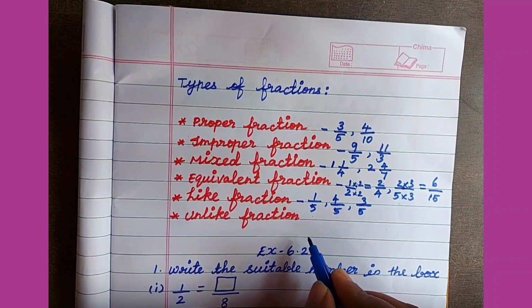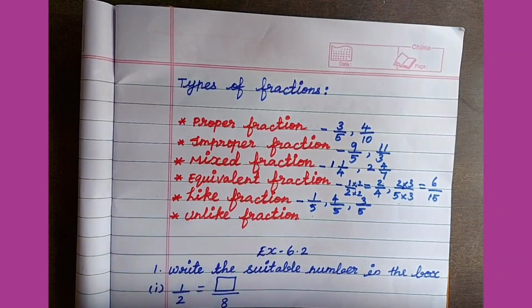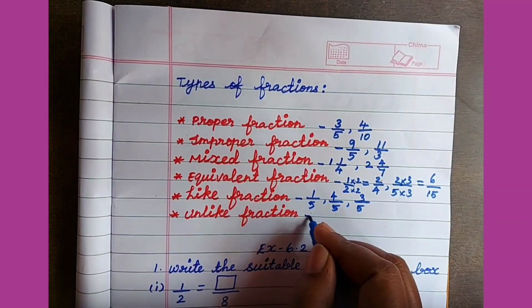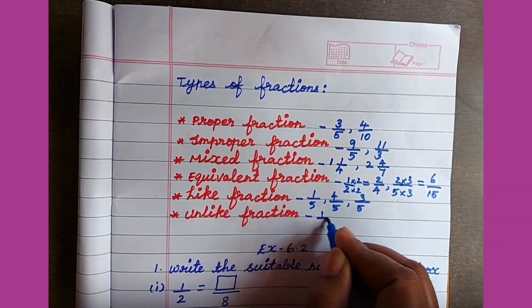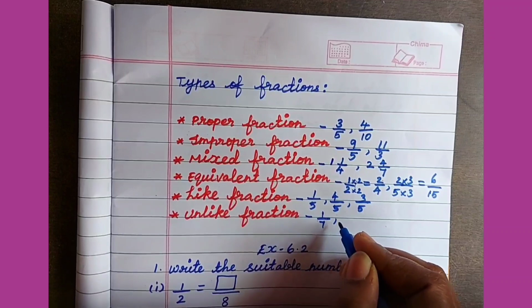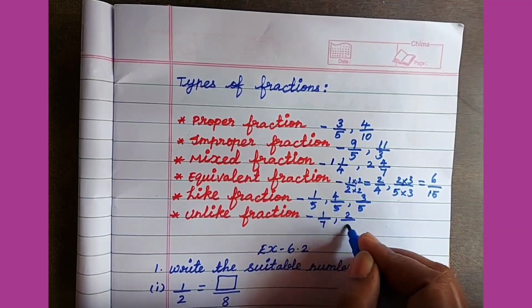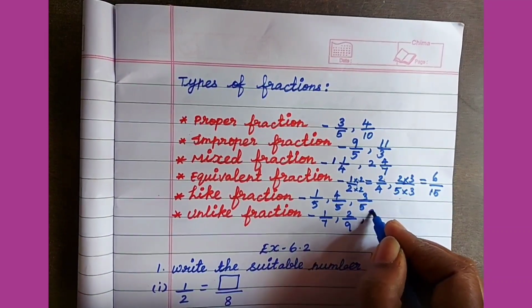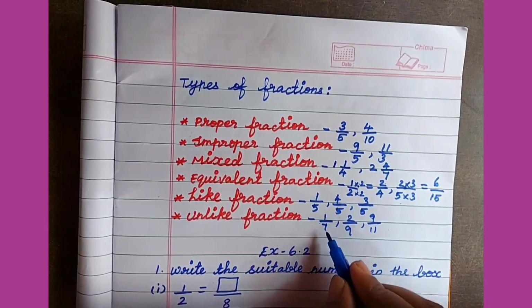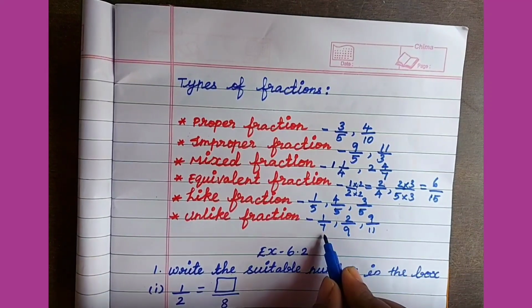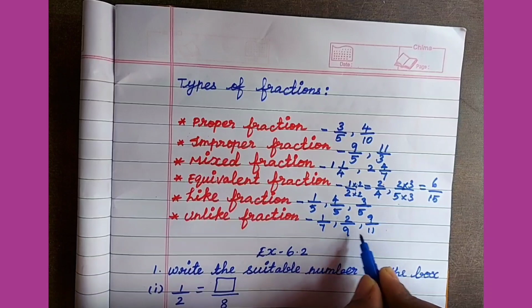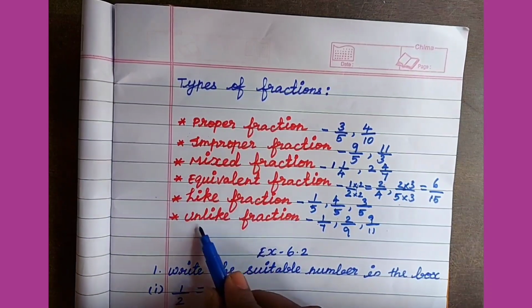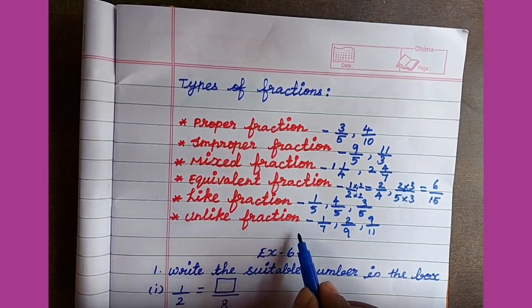Next one is unlike fractions. Unlike fractions means fractions with different denominators are called unlike fractions. For example, 1 by 7, 2 by 9, 9 by 11. Children, see the denominator values 7, 9, 11. Different numbers are there, which means we can say the type of fraction is unlike fraction.